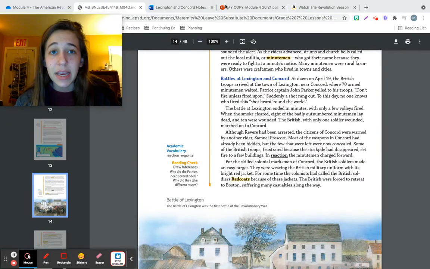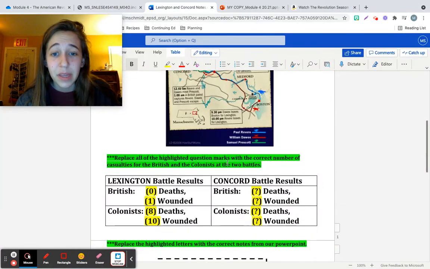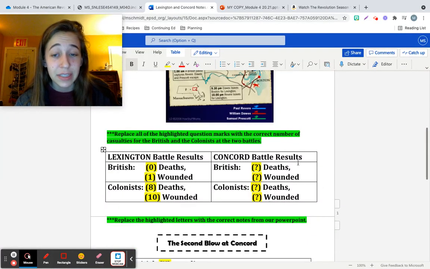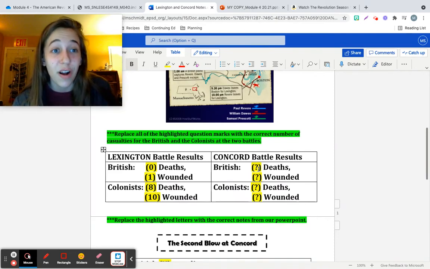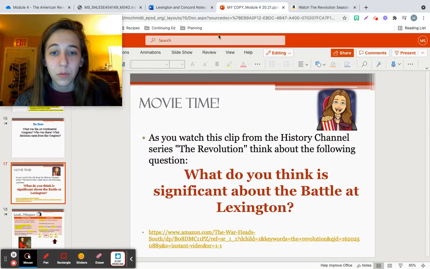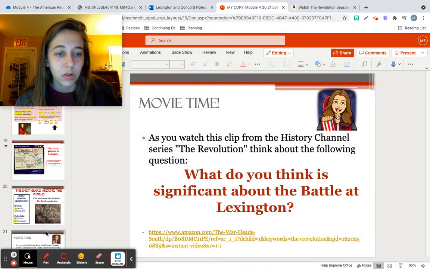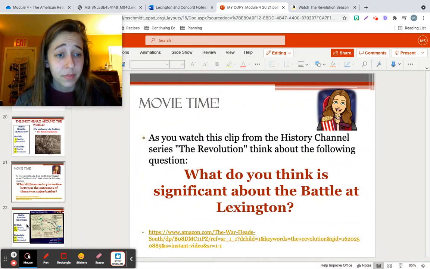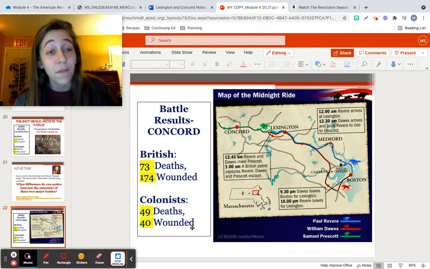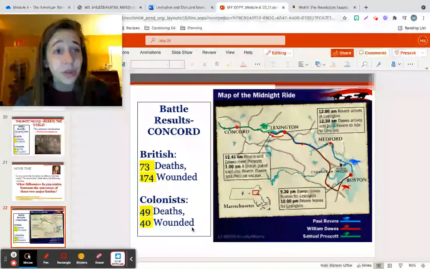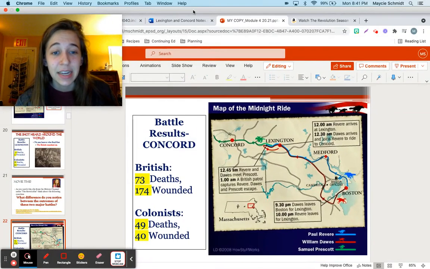We heard a little bit of it in that video, but when we think about the Concord battle results, I'm going to give you some specific numbers. If you look them up, there's usually a difference of 1 or 2 or 3. But overall, let me go to the notes so I can be reminded. For the Battle of Concord, the British have 73 deaths and 174 wounded. And for the colonists, we only have 49 deaths and 40 wounded. So our colonists do a little bit better this time around than they did at Lexington.